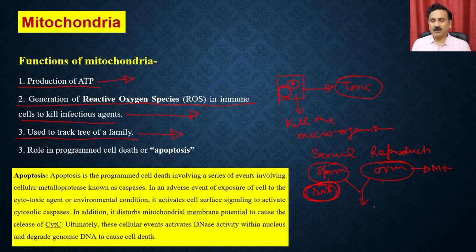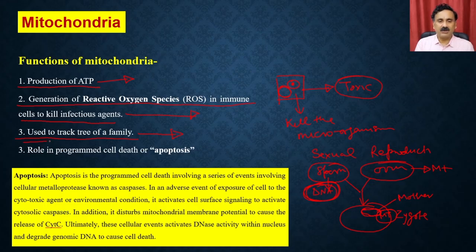So because of that, when the zygote is developed, it contains the mitochondria, and that mitochondria is from the mother's side. That mitochondria remains constant, because even if this particular individual again goes for sexual reproduction, that mitochondria is going to be carried forward. And that's why you can use the mitochondria to track the family tree.